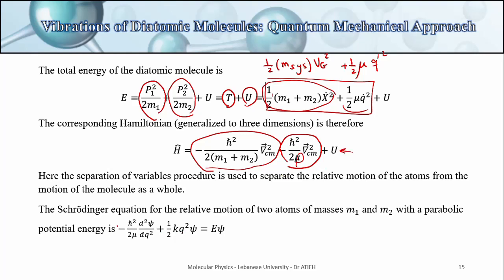So we are left with this Schrodinger equation. If we are going to neglect the translational motion of the center of mass because we only care for the vibrational motion around the center of mass, our Schrodinger equation will be minus h bar squared over 2 mu nabla squared psi plus half kq squared psi is equal to E psi. We have substituted U for half kq squared because, as we have said, we are going to consider a harmonic oscillator.